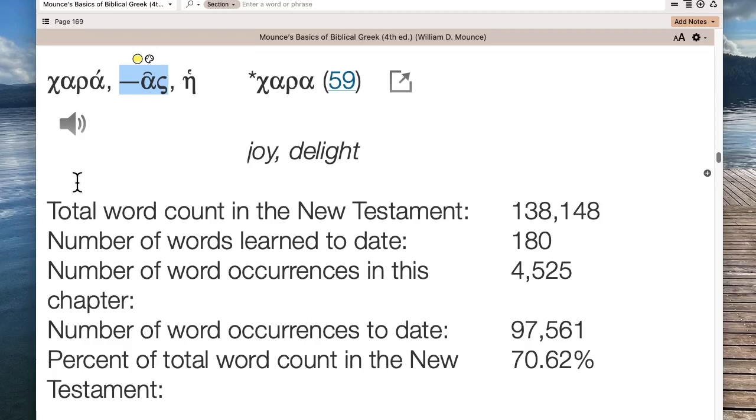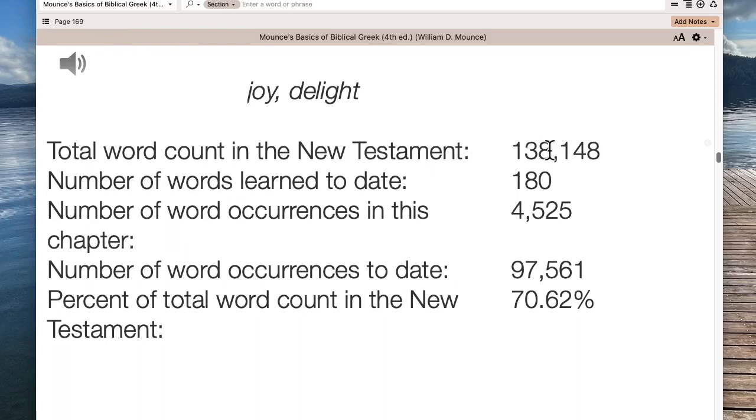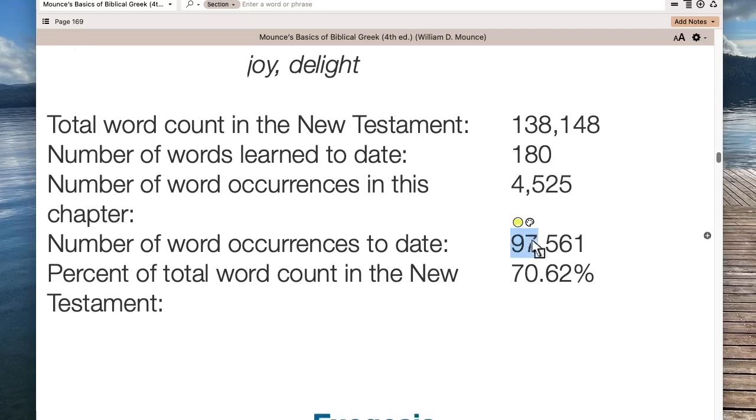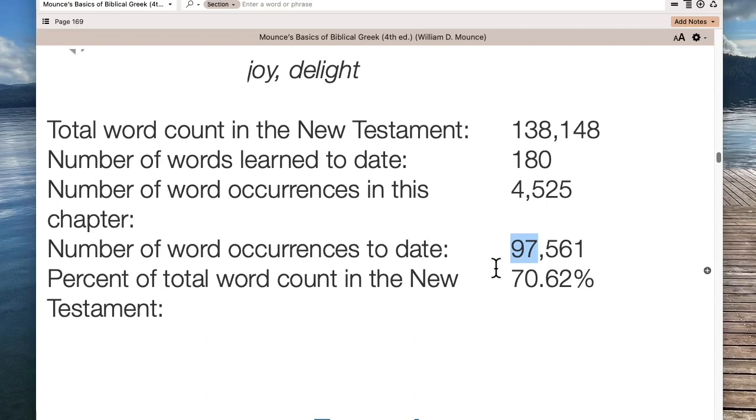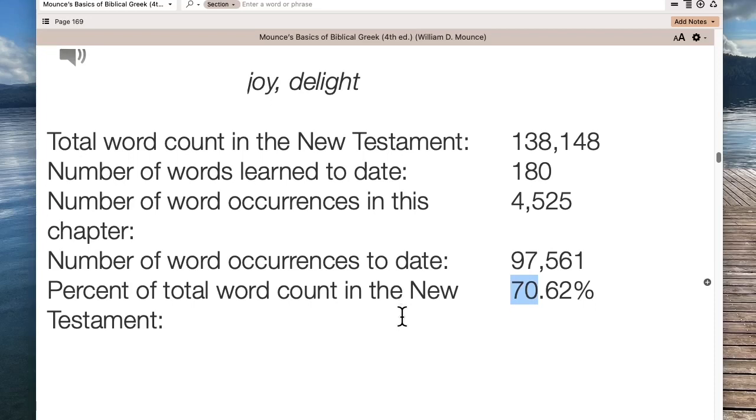Joy or delight. Chara. Notice again our stats here, 138,000 individual words in the New Testament. In this chapter, with all the verbs and nouns we've learned, times their occurrences 4,500. The number of word occurrences to date, that is, if you've done all the vocab work from chapters 1 through 16, in all their appearances, it accounts for almost, we're getting close to 100,000 of the 138,000. So we're over 70% of the total word count in the New Testament. Isn't that great?